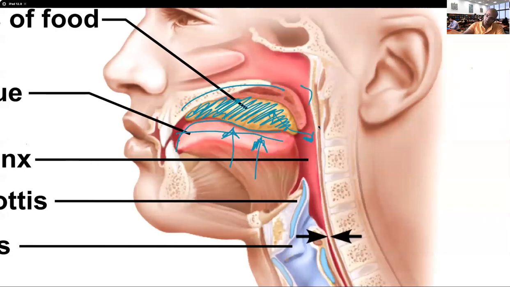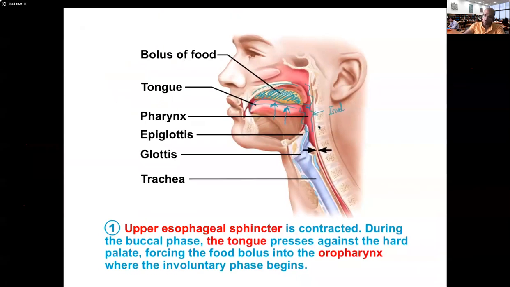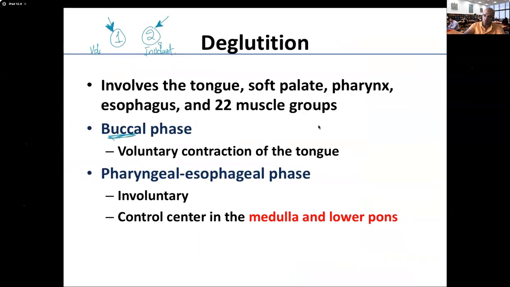And then the pharyngeal muscle contractions, this is the part which is involuntary. So we've got two phases on here. We've got the buccal phase. This includes the contraction of the tongue, and this is a voluntary part. The pharyngeal esophageal phase is the involuntary part, and it's going to be controlled by the medulla oblongata and the pons of the brainstem.